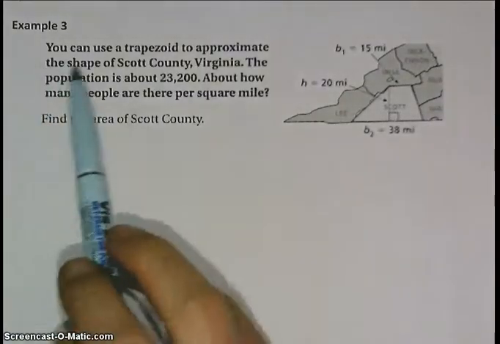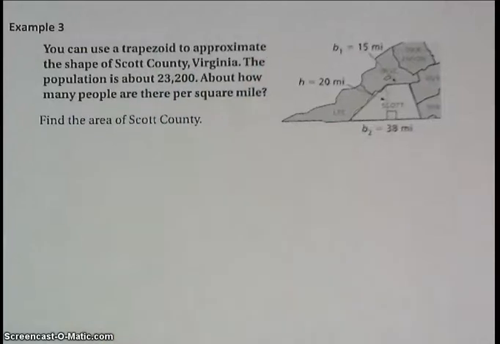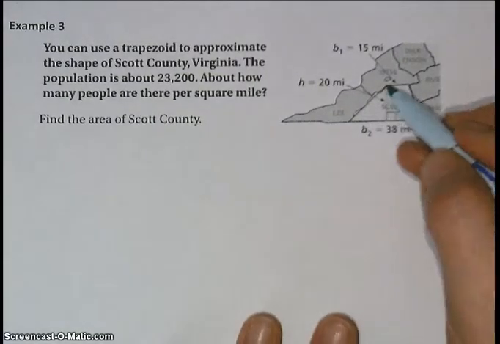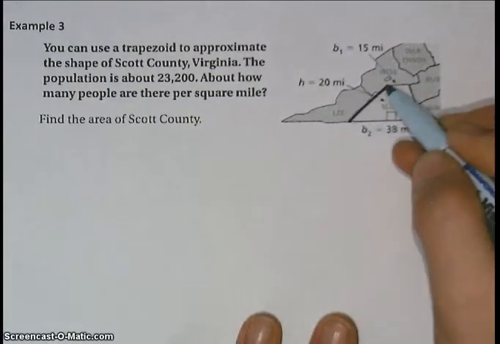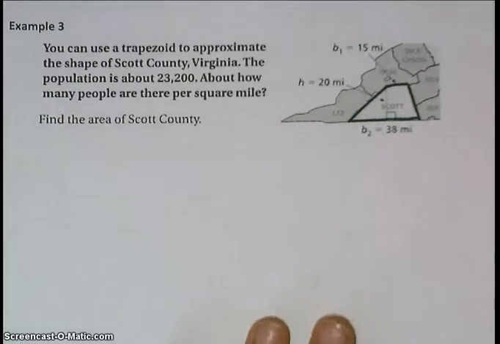It says you can use a trapezoid to approximate the shape of Scott County, Virginia. The population is about 23,200. About how many people are there per square mile? Well, here's good old Scott County, and they have highlighted this trapezoid. So we're just approximating, which means we're just going to make a nice guess with the information that we have.